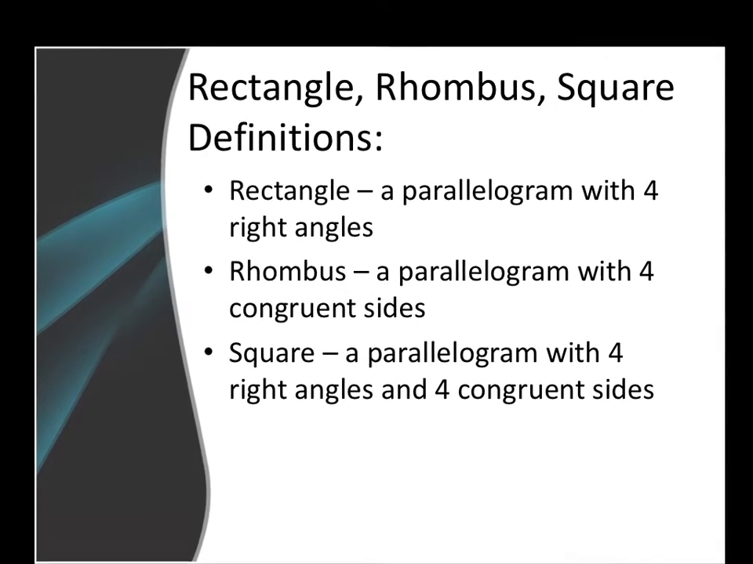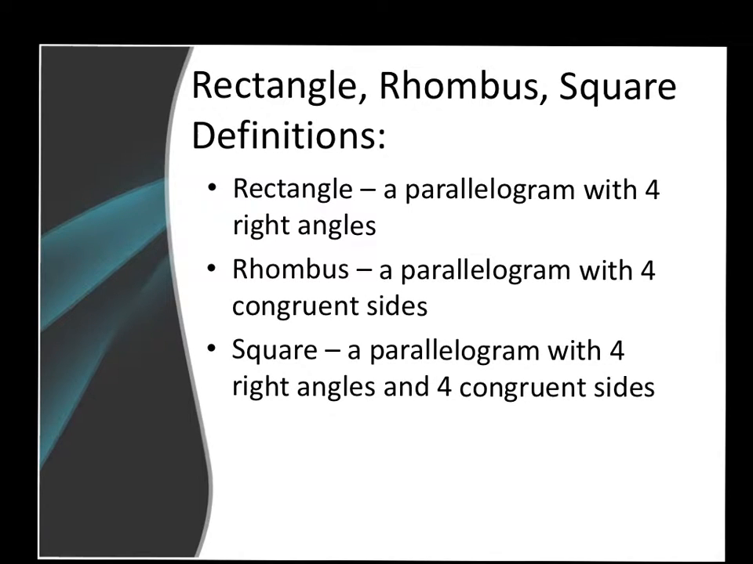So definitions first. A rectangle is a parallelogram with 4 right angles. A rhombus is a parallelogram with 4 congruent sides. And a square is a parallelogram with 4 right angles and 4 congruent sides. So if a rectangle and a rhombus had a baby, it would be a square.